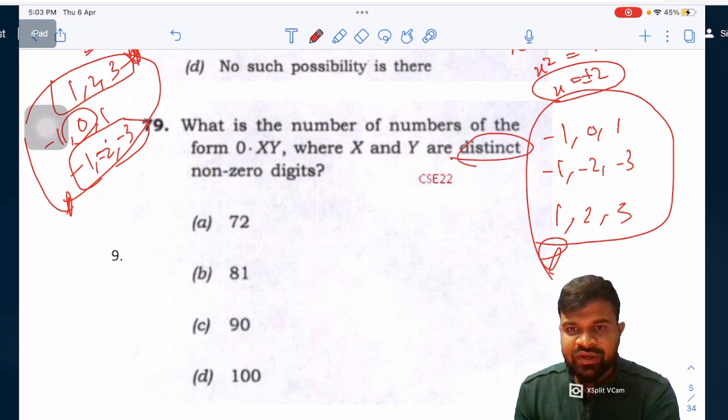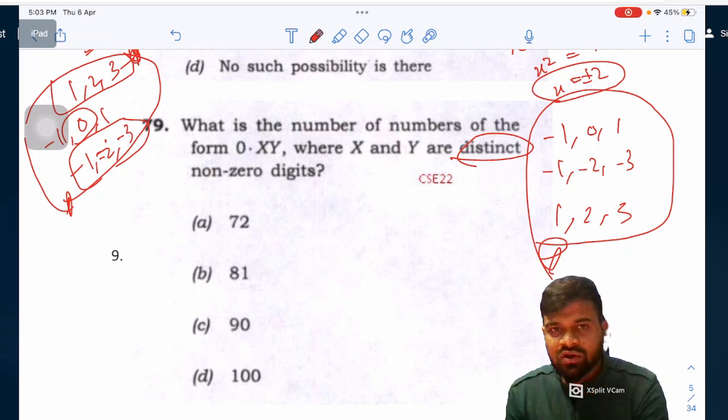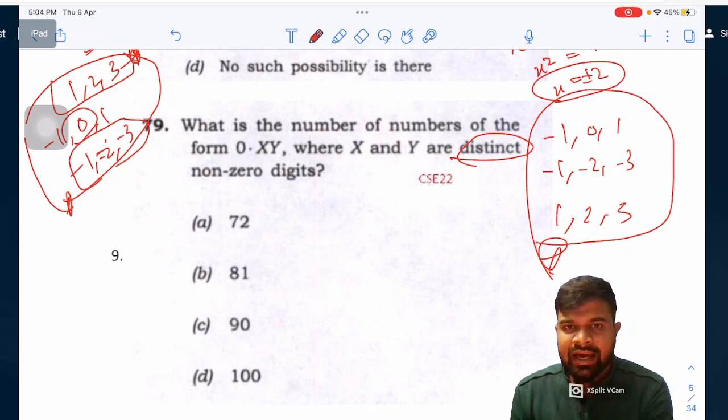Now for this question, you just need to know one thing. This is a combination of numeracy. These kinds of questions are very common, and these are questions which are a combination of numeracy and permutation and combination. See how it works.